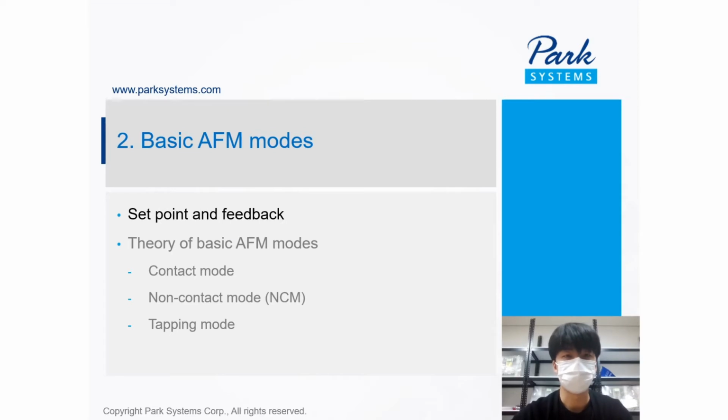Chapter 2, Basic AFM Modes. In this chapter, first we will study the set point and feedback, which are very important things for understanding AFM measuring. And then we will see 3 different modes of AFM starting from the contact mode.